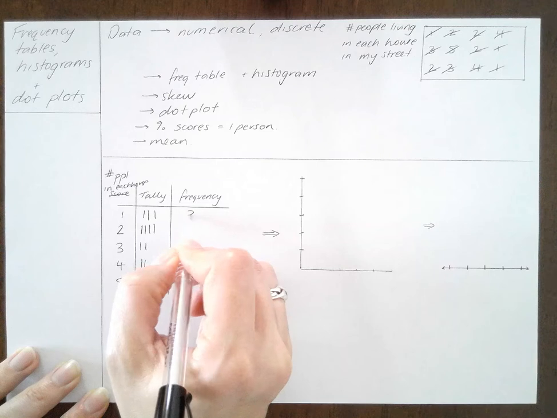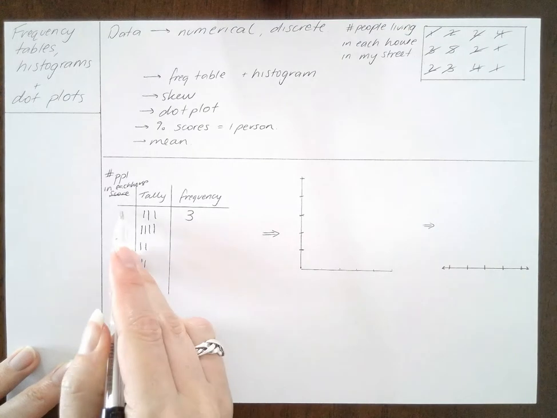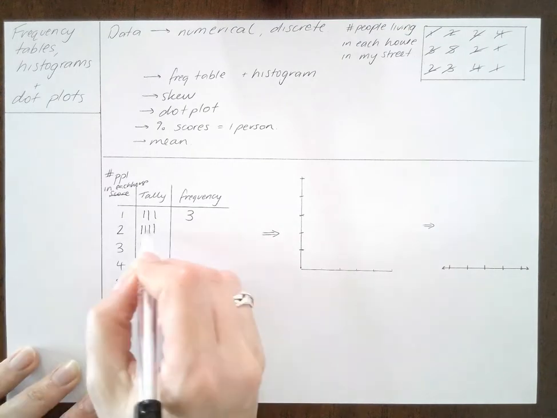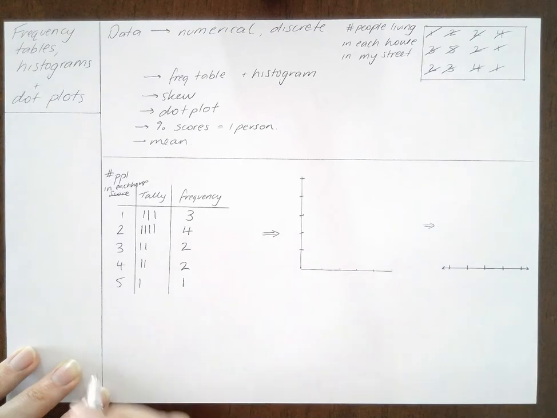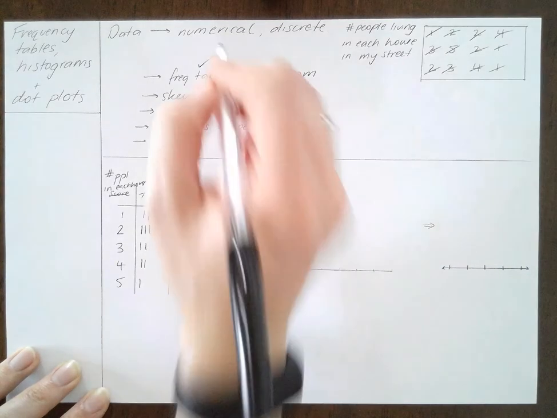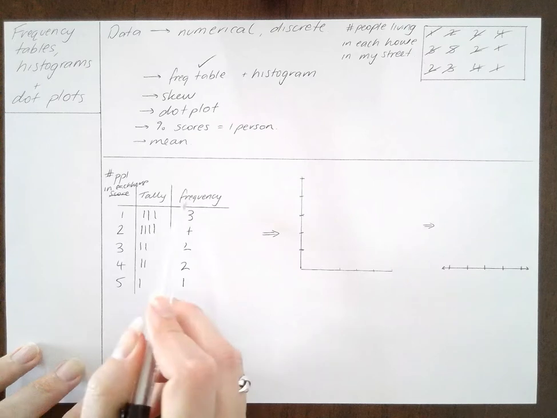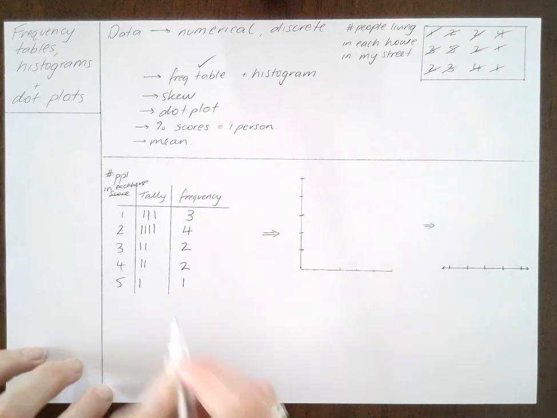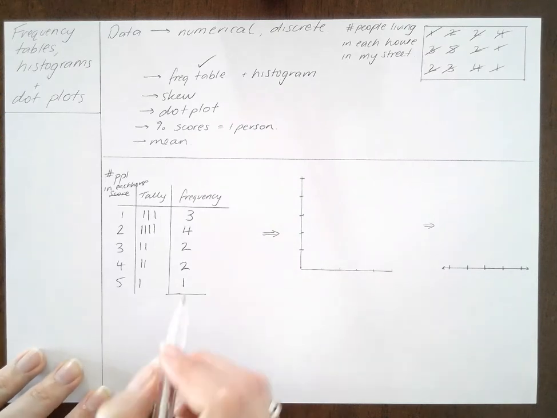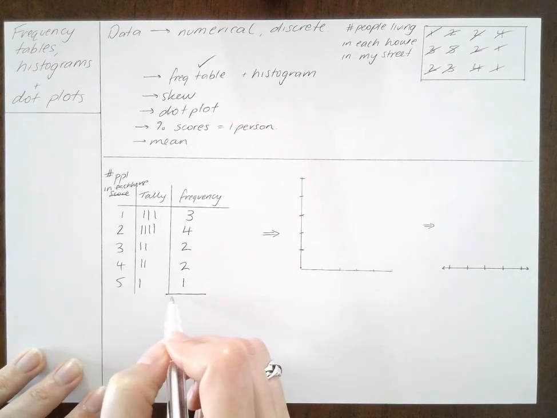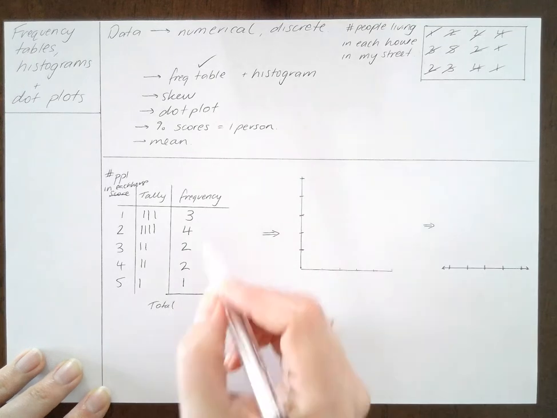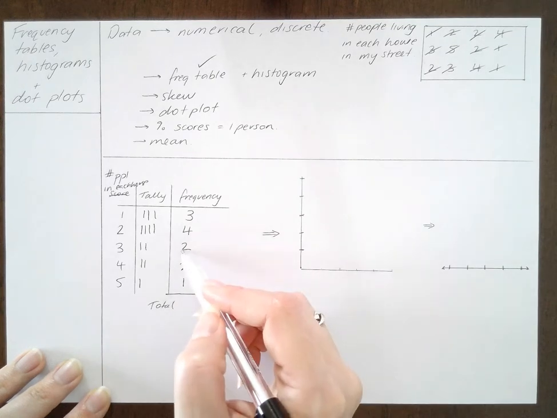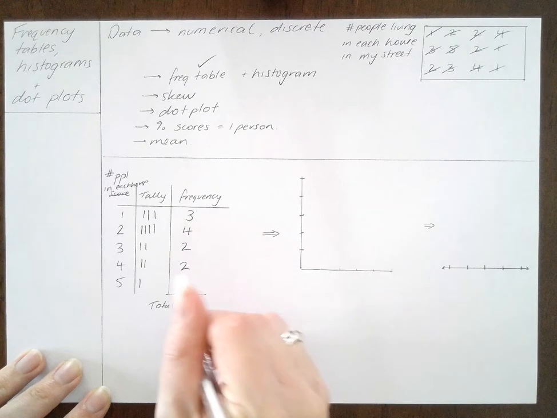All right, so we've done that. We've got a frequency of 3. This occurred 3 times out of the 12 houses. This occurred 4 times, 2, 2, and 1. Okay, so that is our frequency table straight away. Nice and easy. We can see the number of scores and we can see the frequency. We can have a total here to check that the number of our scores is correct. So 3 plus 4 is 7, 9, 11, and 12. So we do have a total of 12.